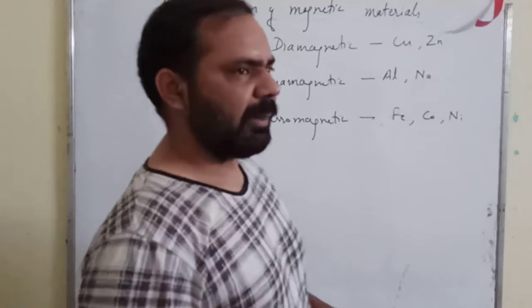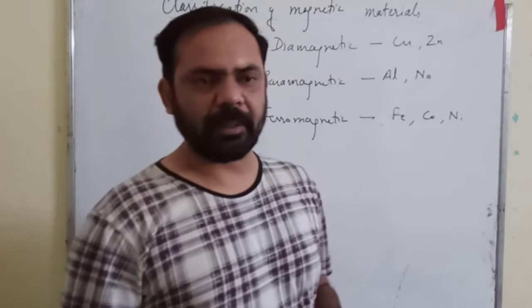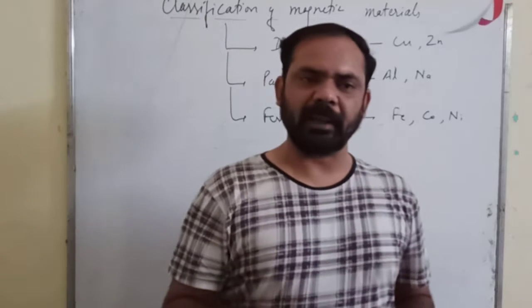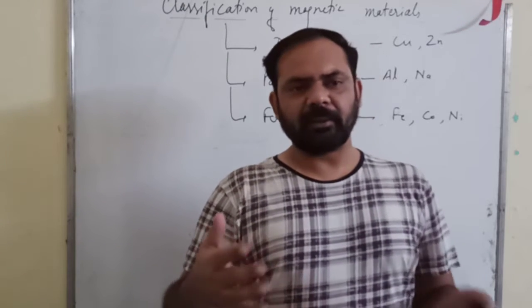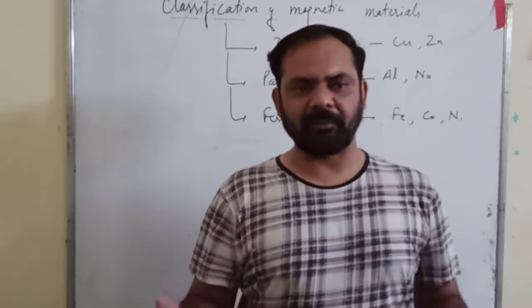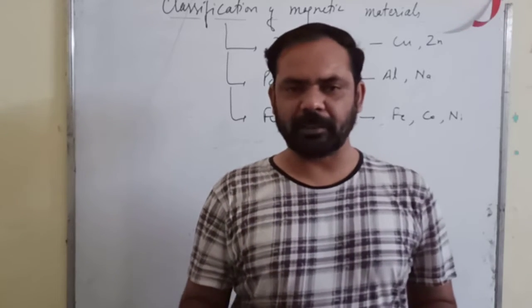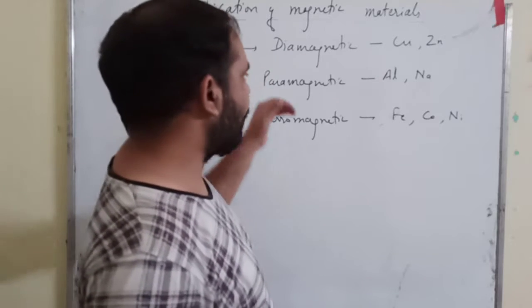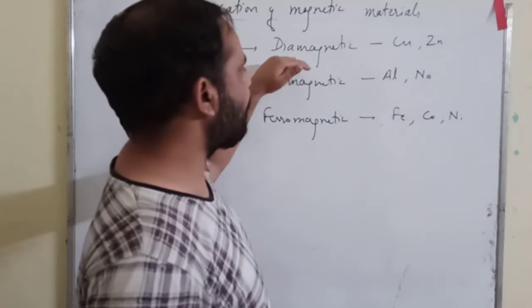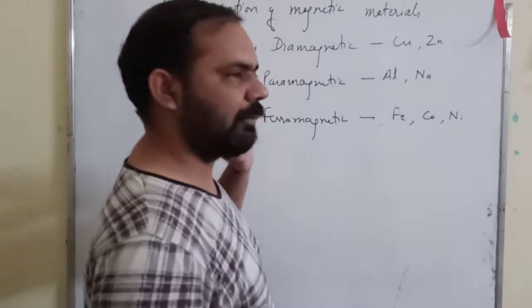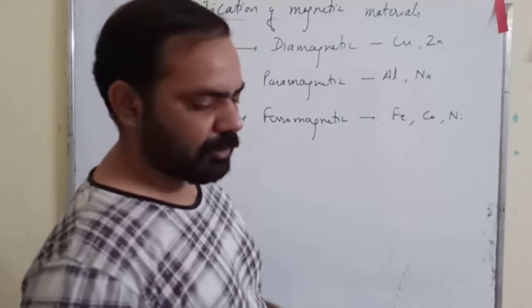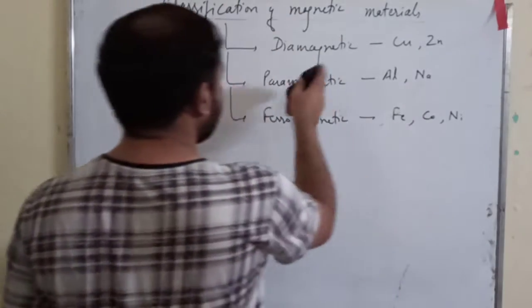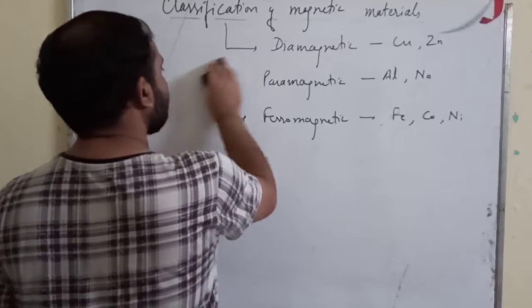So magnetic material simply means the materials which, when placed inside a magnetic field, some effect occurs on them. Okay, they show some effect. They are magnetic materials. Some change they show, right? Now these magnetic materials can be classified into three groups: diamagnetic, paramagnetic, ferromagnetic. Okay, we'll discuss all the three one by one. First of all, we will start with diamagnetic materials.